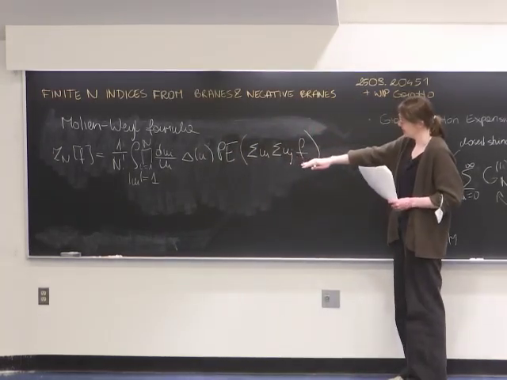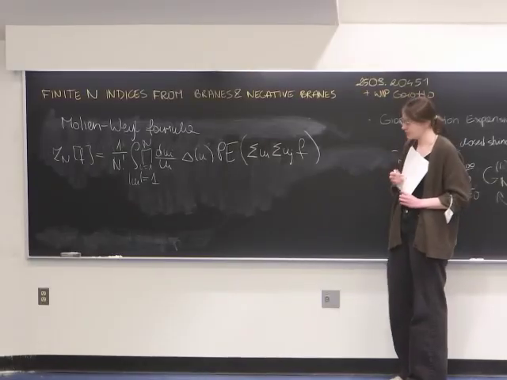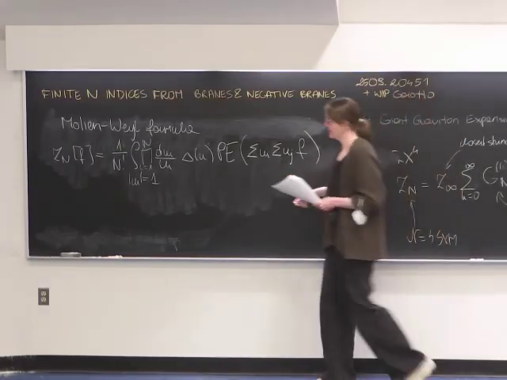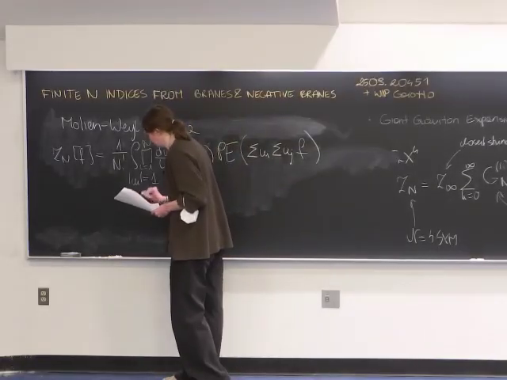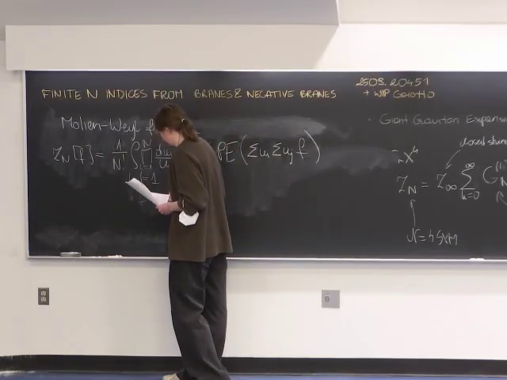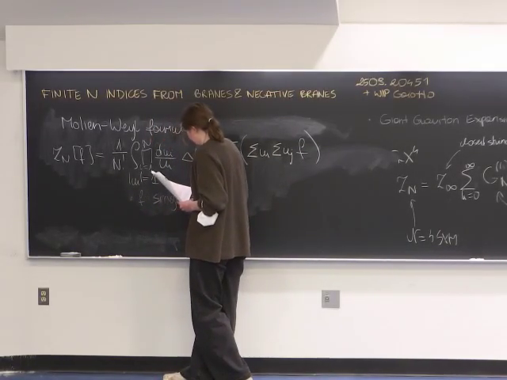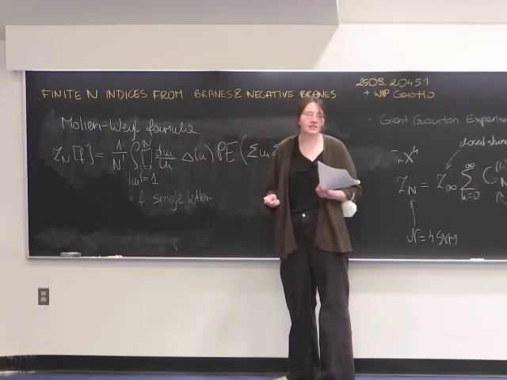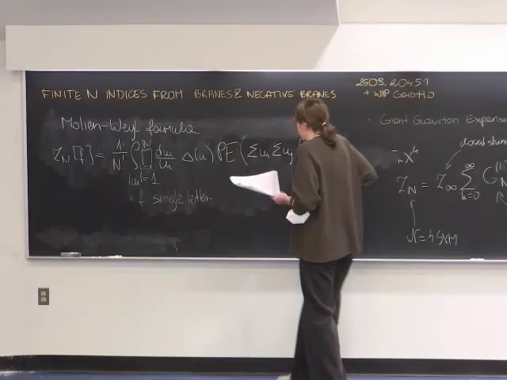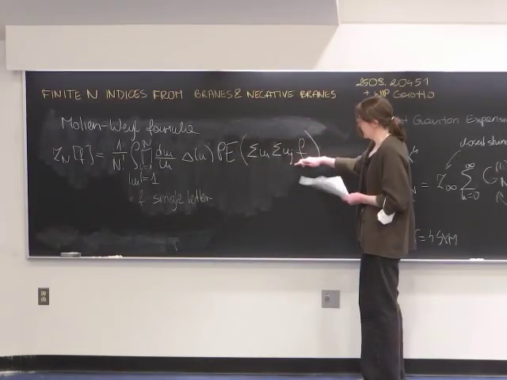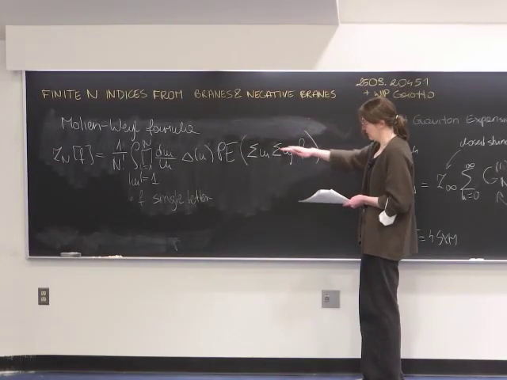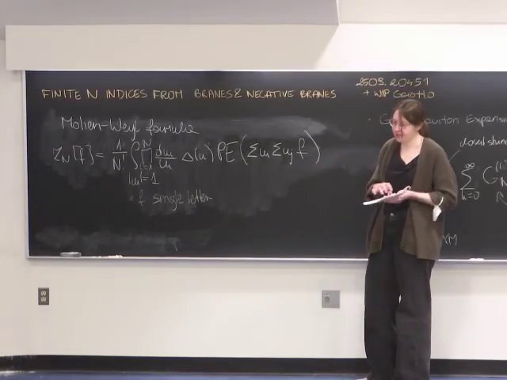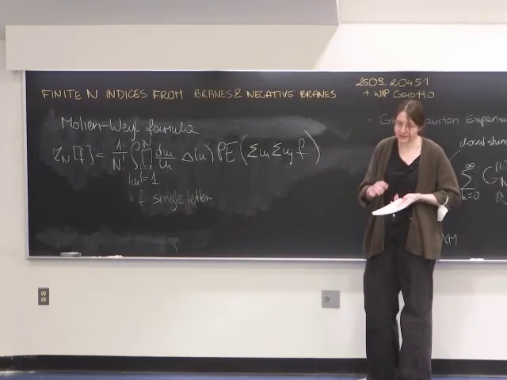Let me explain the ingredients here. Little f is a single letter index. It's a single letter partition function or index, depending on what you want to compute. So this counts what are the letters from which we are building the gauge invariant words.